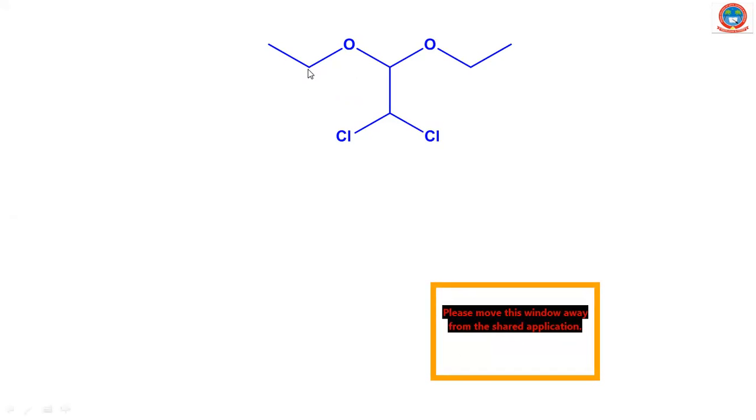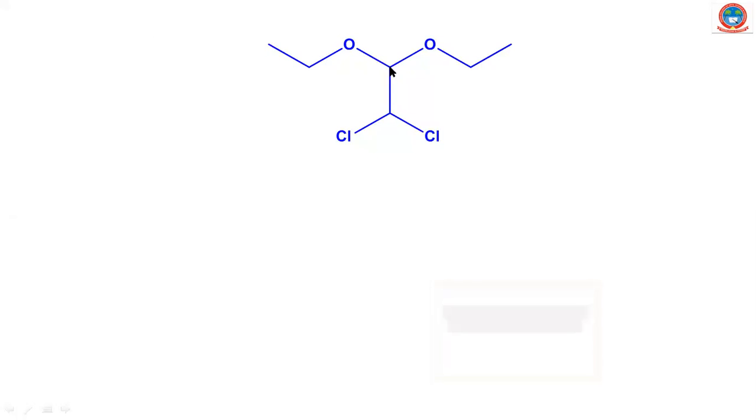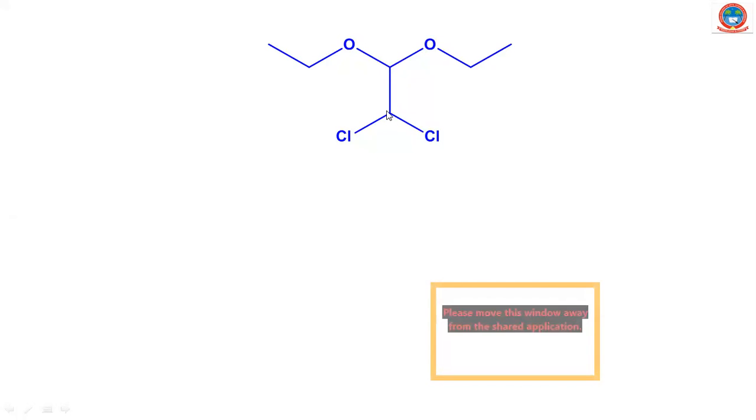Tell me its splitting. The splitting of the ethyl CH2. Yes, it will appear as a quartet, and this will appear as a triplet. And what about this? Triplet. What about this? Doublet, yes. Very good. And what about this? Doublet. So this doublet, this quartet, this triplet.